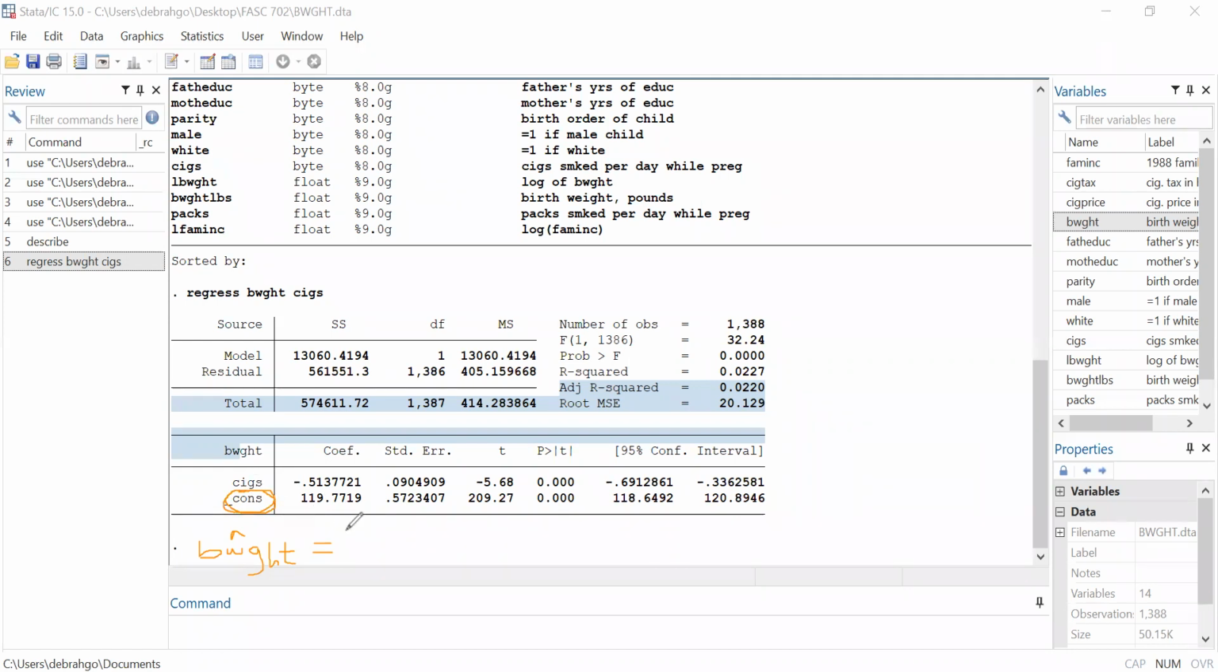So 119 point something, maybe 77. I can shorten it. Plus, no, minus, then the cigarette is negative, right? Minus 0.51 is the equation form. You report your result. I'm picking the beta 1 hat now. I just wrote down the beta 0 hat. Now, beta 1 hat. Negative 0.51. You can shorten it.